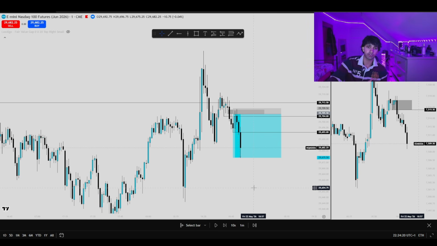So those were the 4 executions I took on the 21st and the 22nd of May that were able to secure me 8R in profit. And I took all of these live on the Discord.